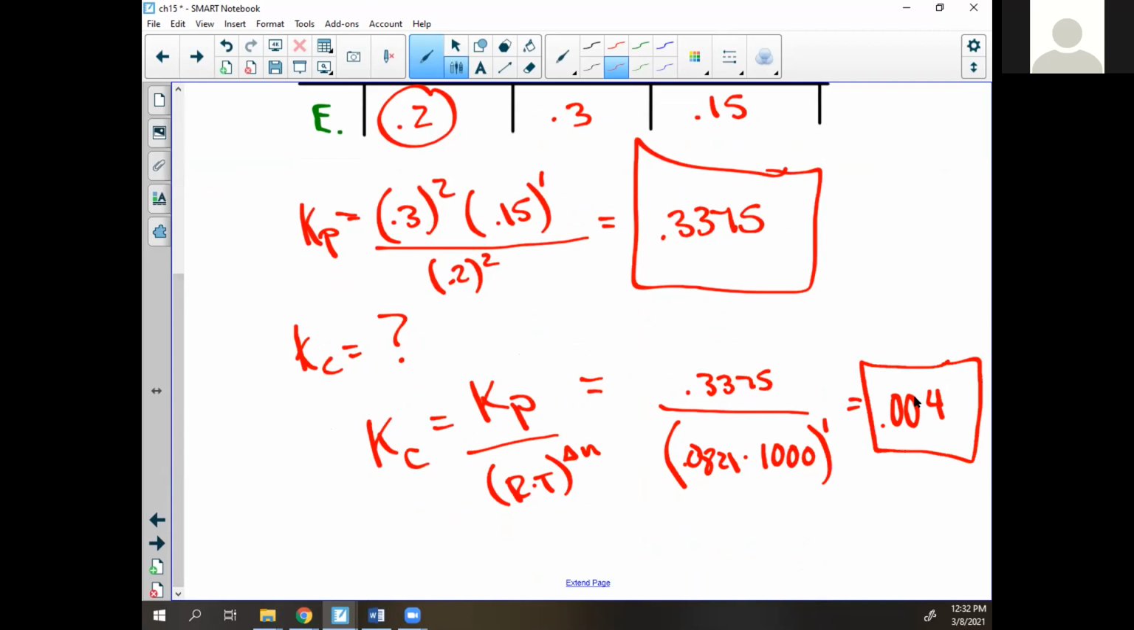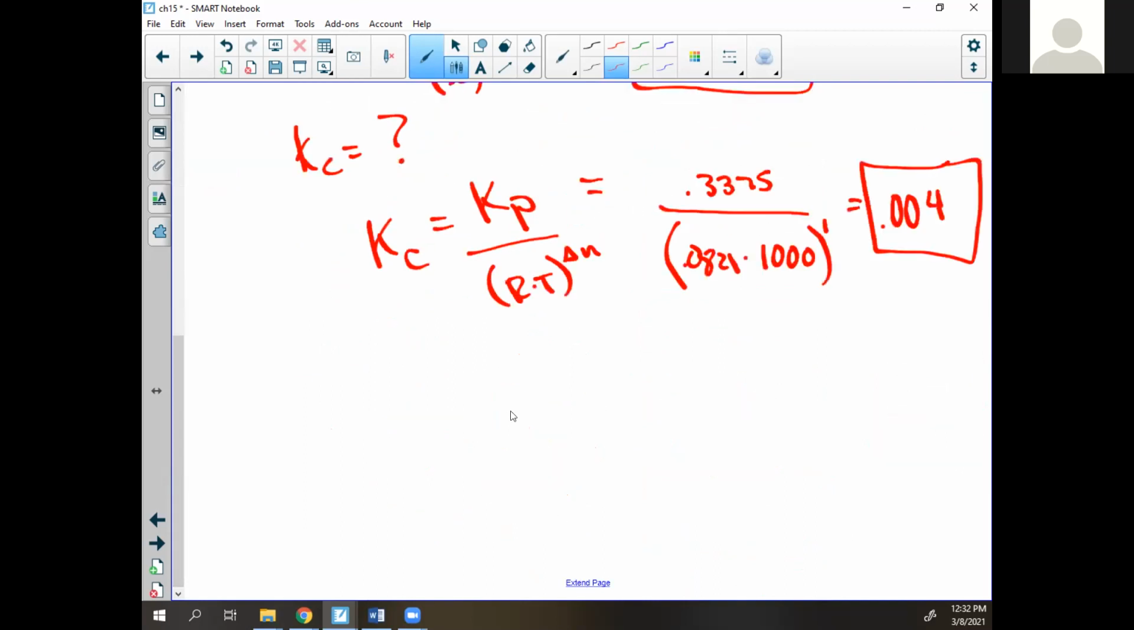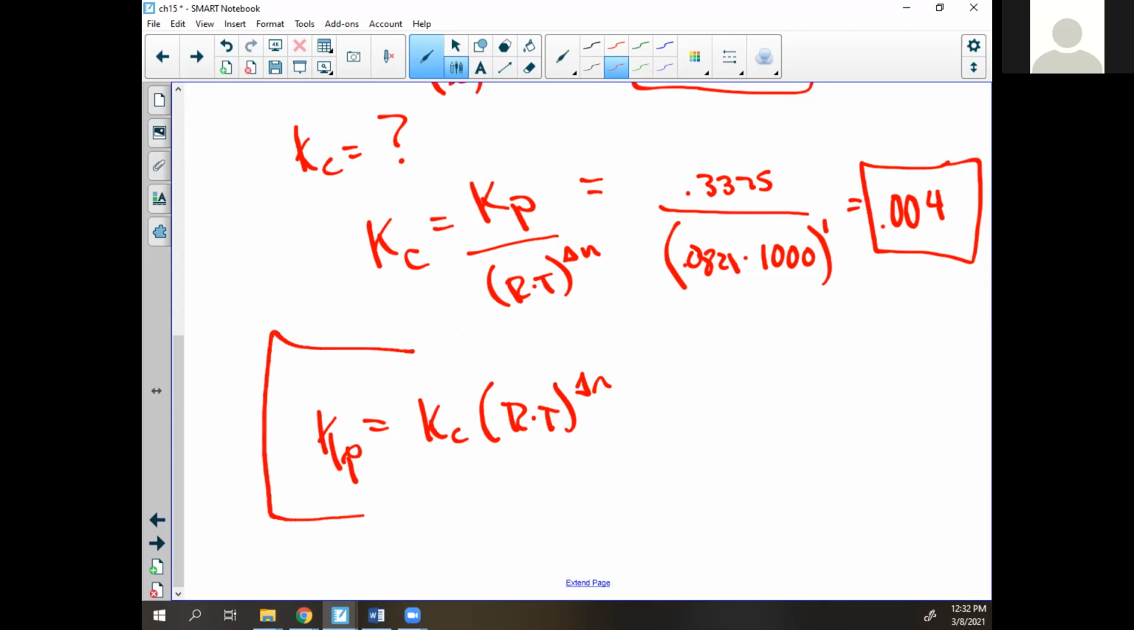Okay. Now, Reese asked if this equation is on there, and it's not. It's written as KP equals KC times R times T to the delta N. But Nisha just rearranged it for us. So this is given to you. You have to be able to realize KC would be that divided by this. Okay, fair enough.